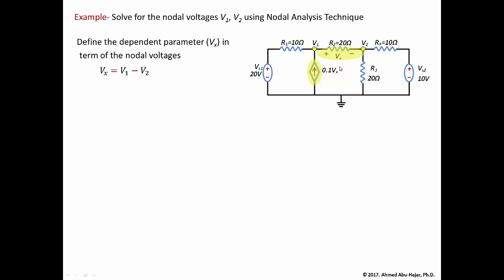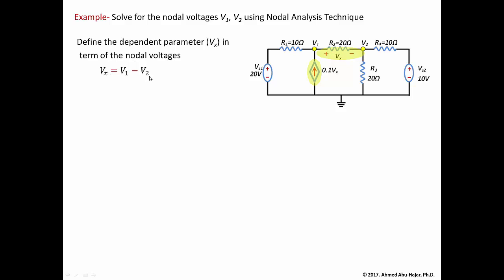Now it doesn't have to be voltage, it can be a current, for example. So let's say that if you have another circuit where this parameter is going to be Ix, where Ix is the current going through this resistor, as an example. Then you can still define Ix in terms of the nodal voltages. Basically the current going this way is going to be this voltage minus that voltage over that resistor. So in any case, you always need to define the parameter in terms of the nodal voltages. So here we have Vx, which is V1 minus V2.